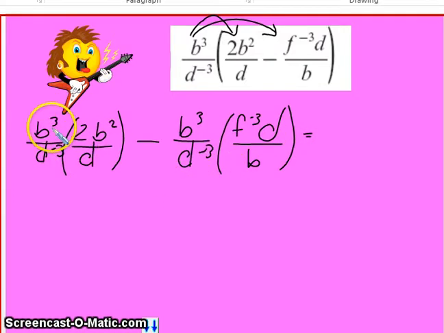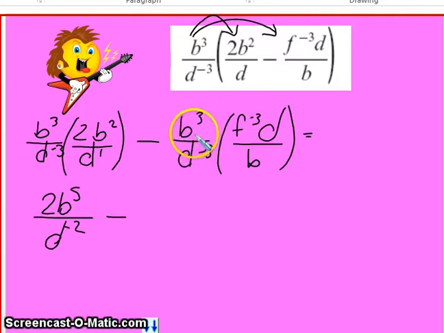So I've got b to the third times 2b squared. Now, b to the third times b squared, I can add their exponents because I'm multiplying them. 3 plus 2 is 5. So my numerator here is 2b to the fifth. Now in my denominator, I have d to the negative third times d to the first. I'm multiplying these two things, so I can add their exponents. Negative 3 plus 1 is negative 2. So I've got d to the negative second power.